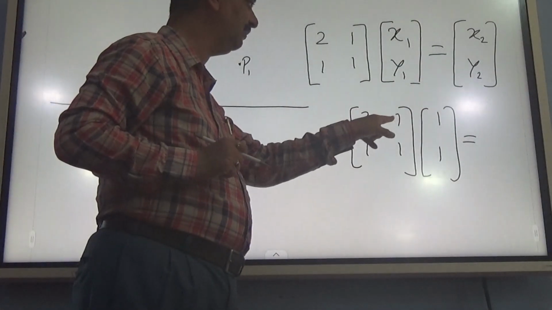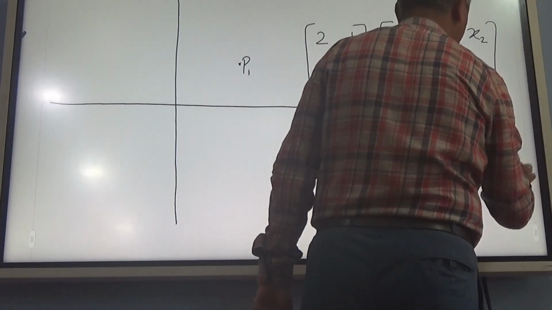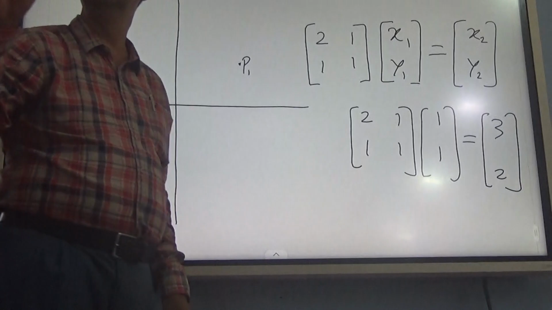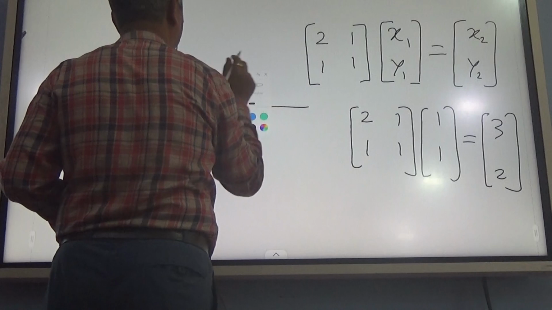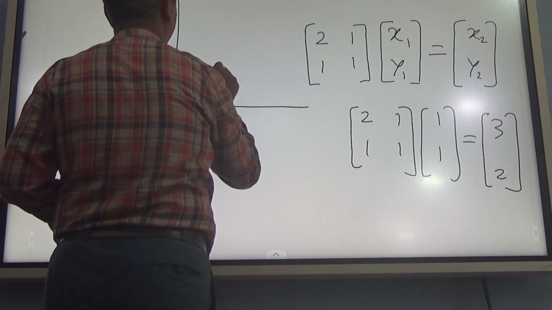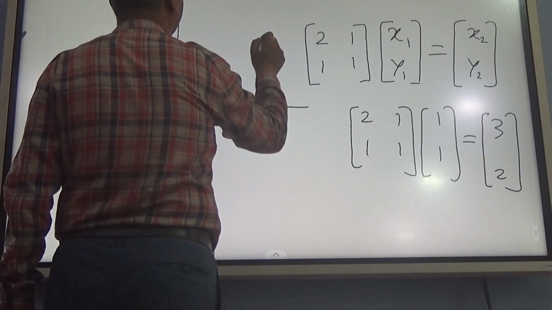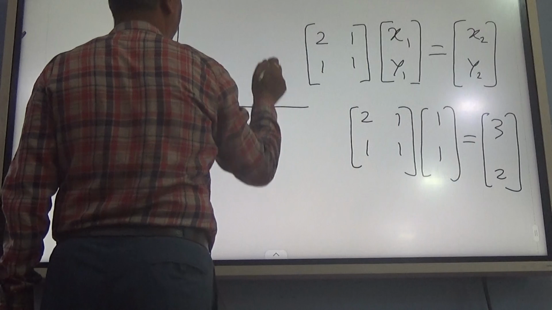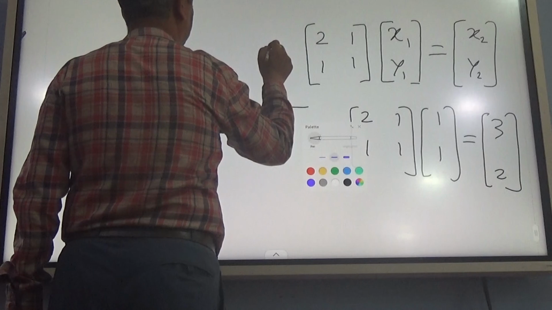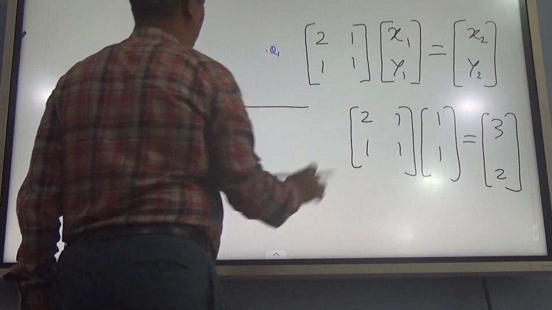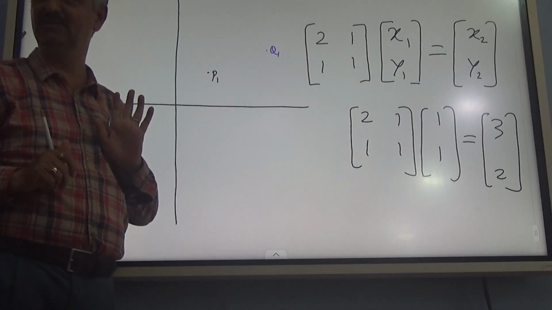2 into 1 1 1 into 1 gives 3 and 2, right? Is it right? 3 2. So a point p1 (1 1) goes to 3 2, which I will say q1. p1 gets transformed to q1.